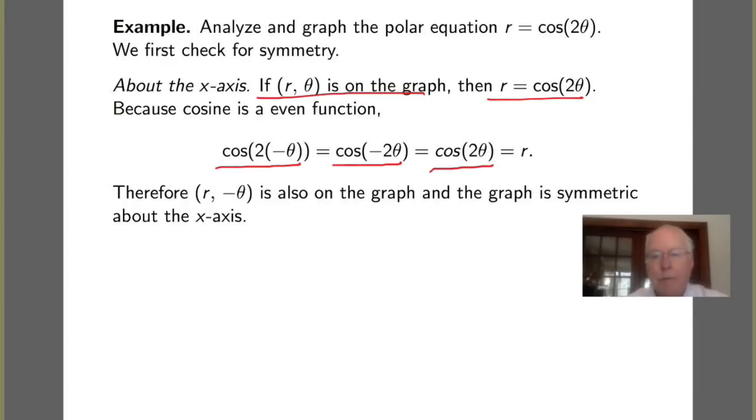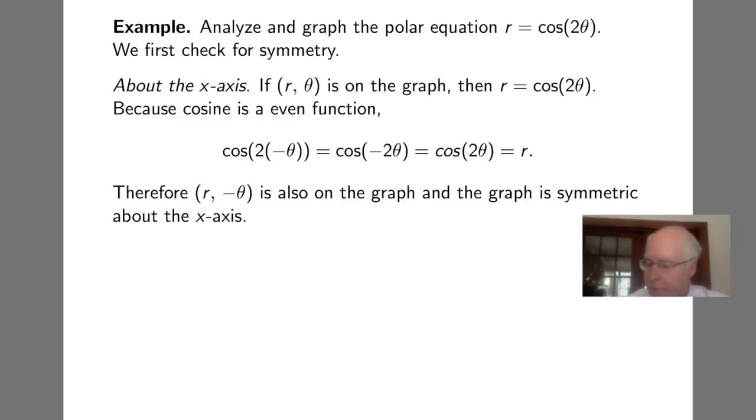Cosine is even, so cosine of minus theta is the same as cosine 2 theta, and again, that is equal to r. So this means if (r, theta) is on the graph, so is (r, minus theta). So whatever graph we produce will be symmetric about the x-axis.